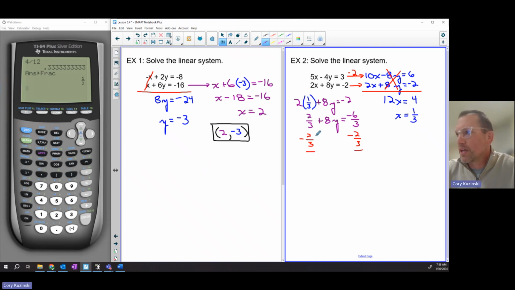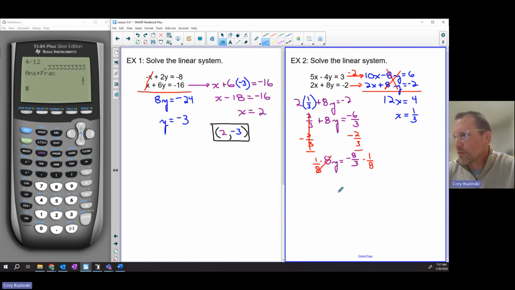All right, so that's going to give me 8y equals -8/3. Okay, and then to get rid of this 8, I'm going to multiply by 1/8, which is the same as dividing by 8. The reason I'm doing that is because I have a fraction over here. I don't like dividing a fraction by another number. I like multiplying a fraction by a fraction, and dividing by a fraction is the same as multiplying by its reciprocal. So the 8's cancel out, just like here, these canceled out.